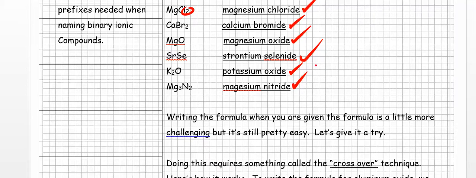Now, let's go back and ask this question. How did I know to put these little subscripts after? Like, how did I know to put a K2O? How did I know to put a Mg3N2? How did I know to put those subscripts there? Well, remember, if I give you the formula and just ask for the name, you really don't have to worry about that, right? If I put the subscript there, it's because it needs to be there, okay? And that's all you need to know.